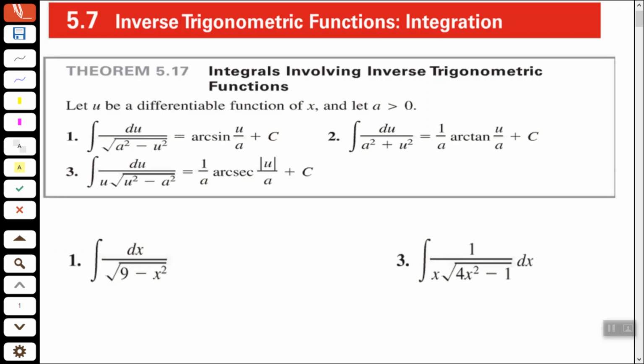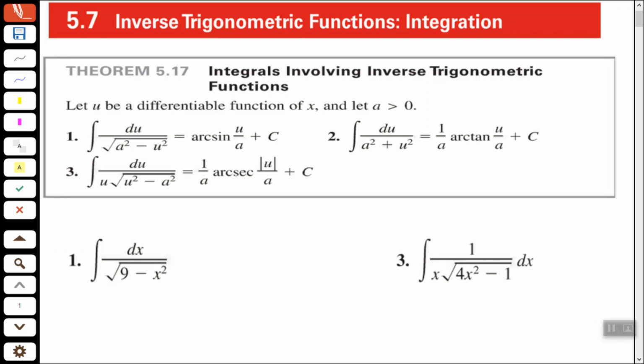In this video, we're going to look at inverse trigonometric functions and integration. Theorem 5.17 says the integrals involving trigonometric functions can be found as follows. If we let u be a differentiable function of x and a is greater than 0, then the integral of du over the square root of a squared minus u squared equals arcsine of u over a plus c.